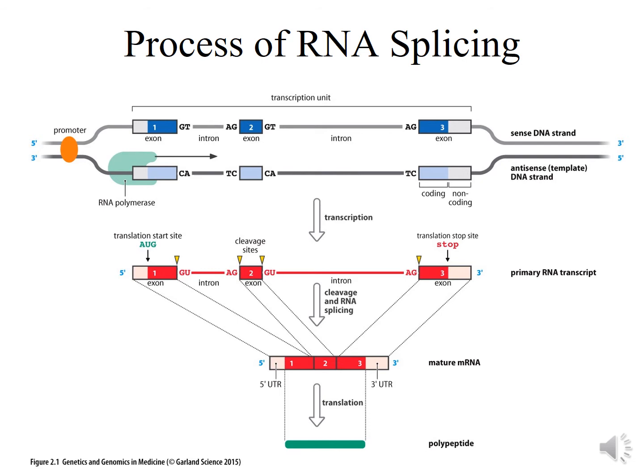The central coding sequence of the mRNA is defined by a translation start site, which is almost always the trinucleotide AUG. So when you see AUG within an exon, you know that that is where the start site of translation is going to occur. And a translation stop site, which is at the end of the coding region, and is read or translated to produce a polypeptide in the 5' to 3' direction.